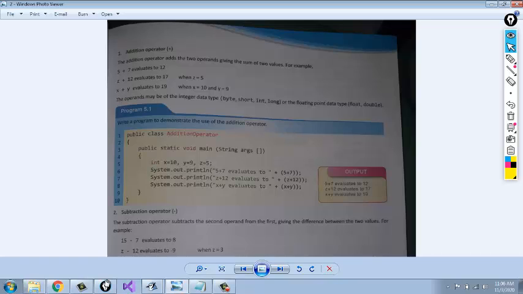See, this program 5.1 explains the addition operator. A class is created with the name AdditionOperator, then the main method is declared. The main method has 3 variables x, y, z. x has the value 10, y has the value 9, z has the value 5. Then z plus 7, which is 12, and x plus y. So the result will be 12, 17, 19. I hope you don't have any doubts regarding this.